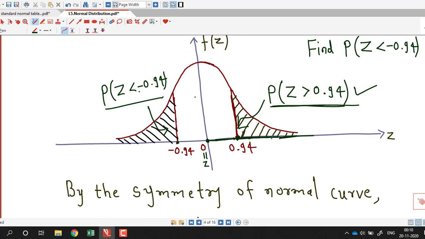0.94. Again I repeat, the area to the right of z equal to 0 is 0.5. We are interested in this area to the right of 0.94. So the area to the right of 0.94 is nothing but 0.5, that is the area to the right of z equal to 0, minus the area between z equal to 0 and 0.94.